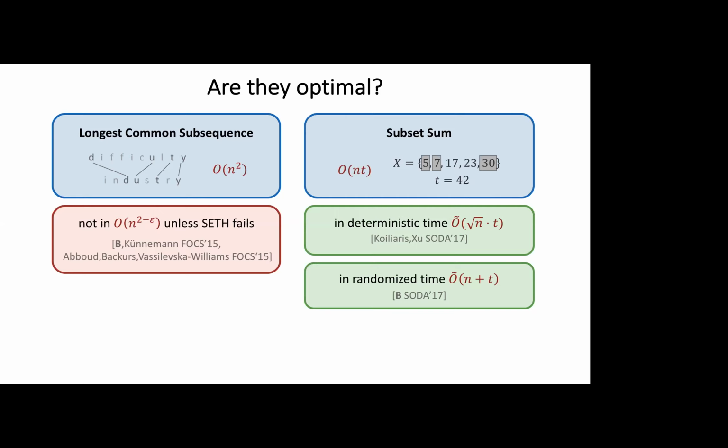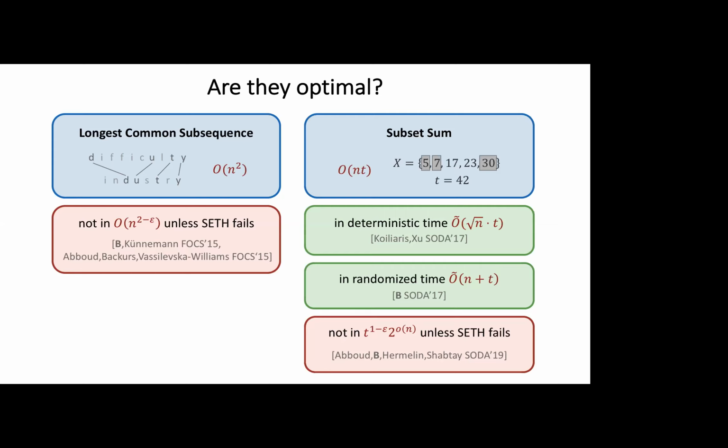Right, so surprisingly there is a fast algorithm. And then a short time ago, we came up with a matching lower bound for this improved algorithm. So the lower bound is t to the 1 minus epsilon times 2 to the little o of n. Or in other words, if you want to get a sublinear dependence on the target t, then you have to pay an exponential factor in n.